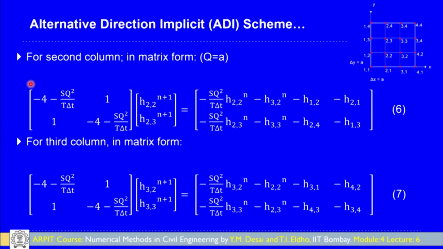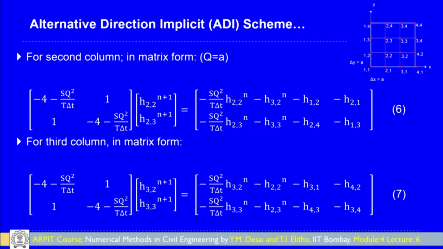the ADI scheme. So, now if you write for the second column, so this is the second column, we can write h22 n plus 1, h23 n plus 1. So, this first column, second column. So, here we can write the equation in this form, equation number 6. So, these are all the known values. So, we write like this.